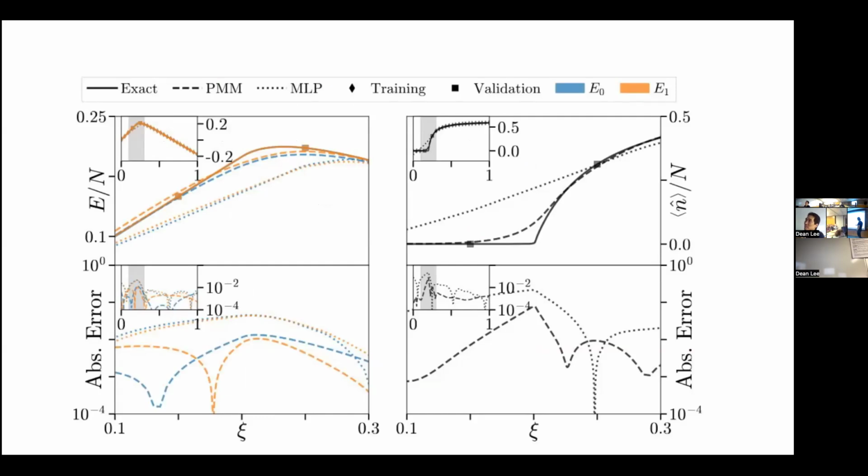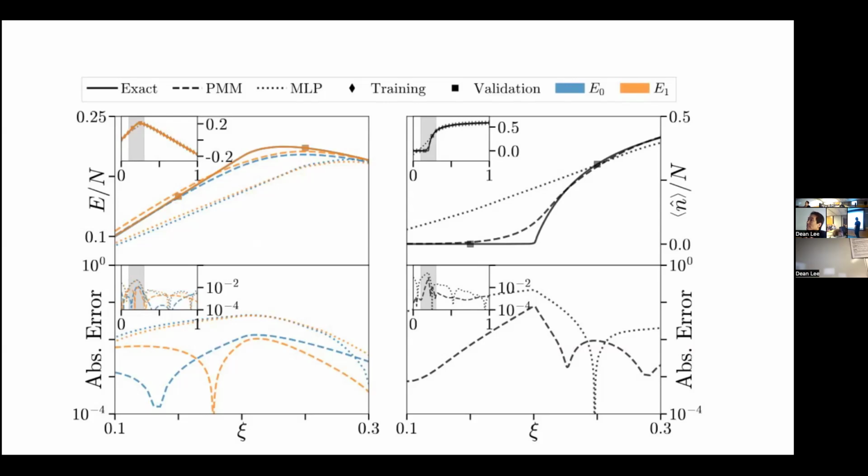A few things to note: we chose the training points far away from the phase transition, which happens around 0.2, and we gave 2 validation points close to the phase transition. For the MLP, the validation points could have been used as training points because we used cross-validation when tuning the hyperparameters. Then we took this learned PMM on the first excited state and ground state to learn an order parameter.